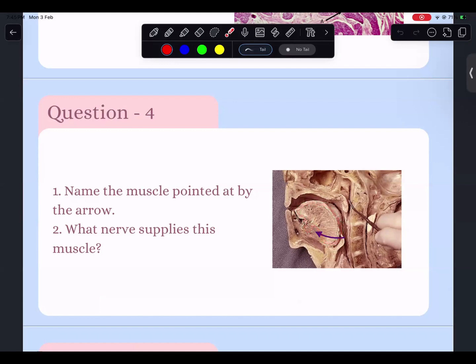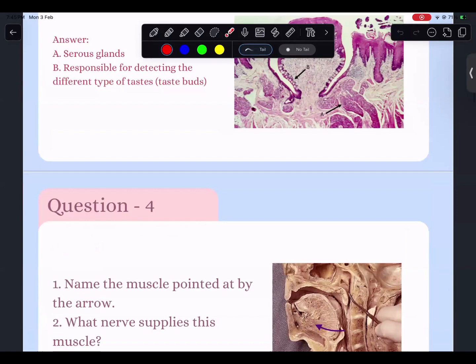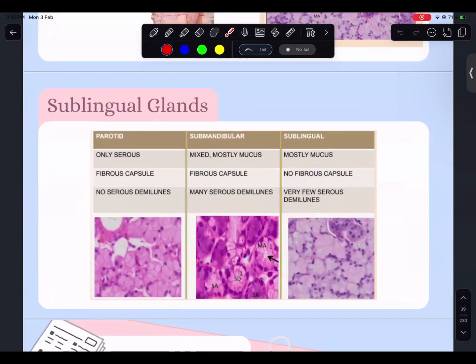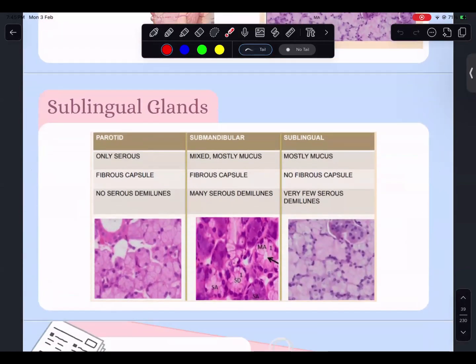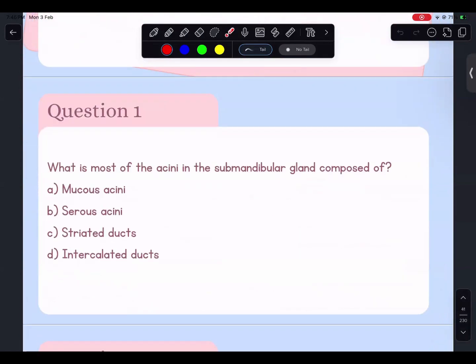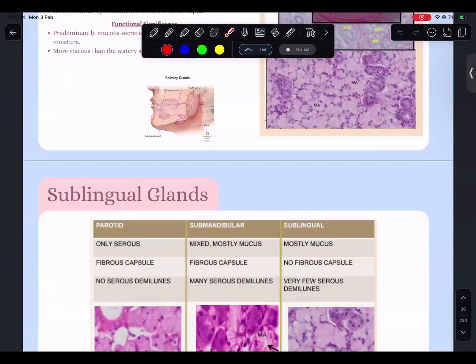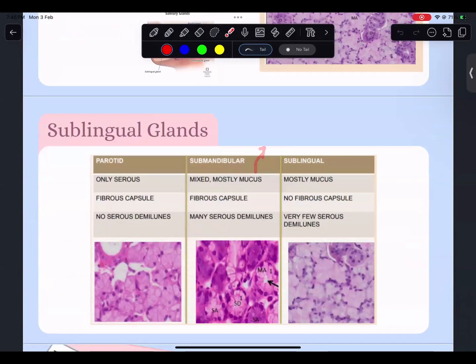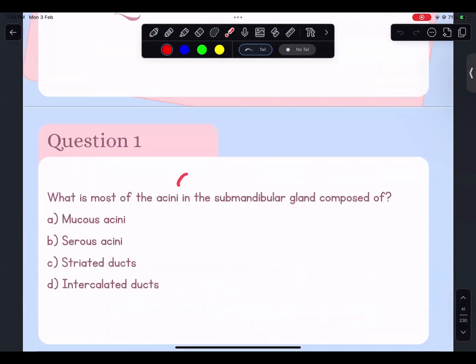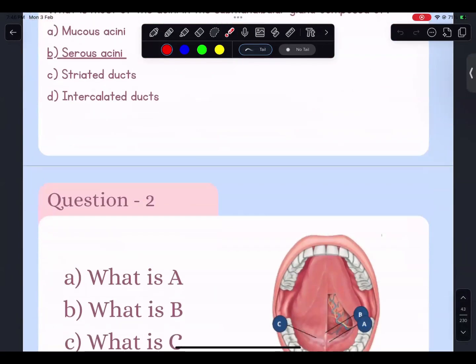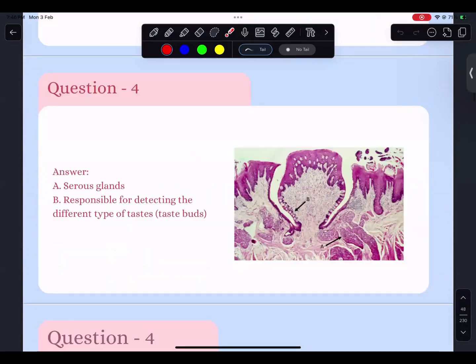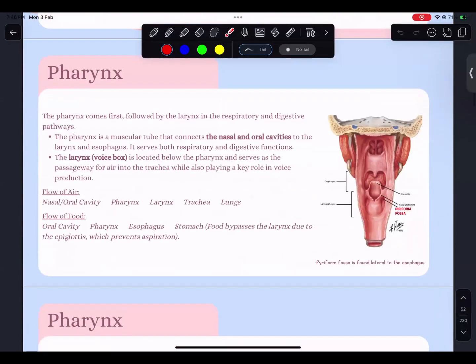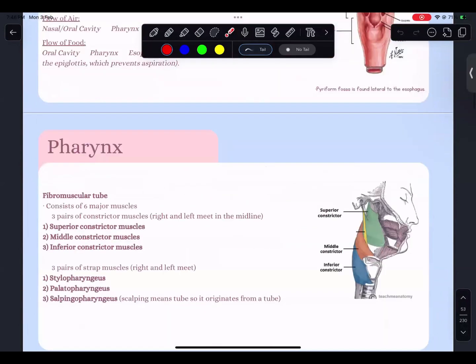In the summary table, wait one second, let me see. It said the mandibular has mostly mucus or serous. Which one? The distinction? Oh, this one. Okay, I'm going to address this, don't worry. I'm going to address this by the end of this session, if it's mostly mucus or serous, because this is from internal resources. So I'm going to address it, don't worry. I'll find the answer to it and I'll let you know if it's mostly serous or mostly mucus. Okay? Oh, sorry, my bad.